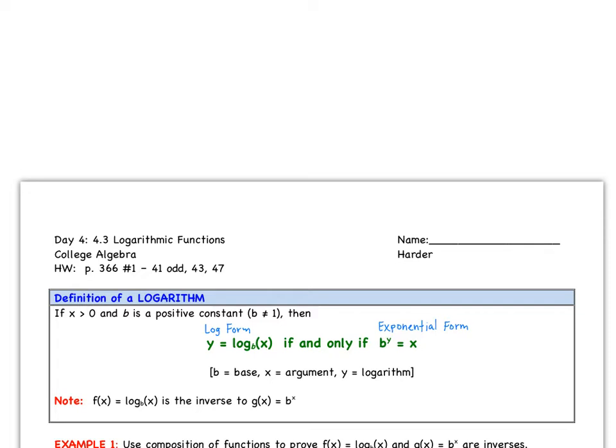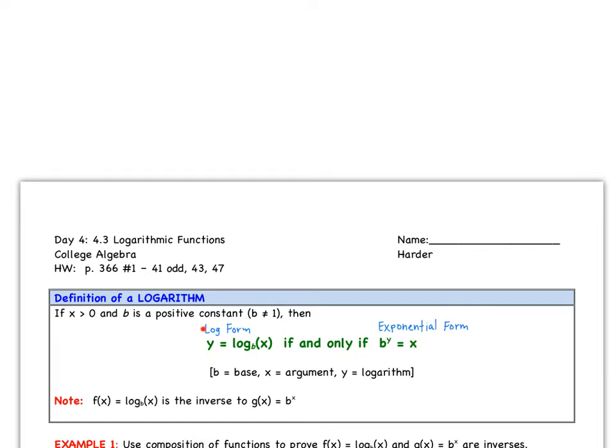So the definition of a logarithm. If x is greater than 0 and b is a positive constant and not equal to 1, so b is the base of our log, and b will also be the base of our exponent. Then the following: y equals log base b of x. Notice how the b is a little smaller and lower. So log base b of x, that's how we say it, if and only if b to the y equals x.